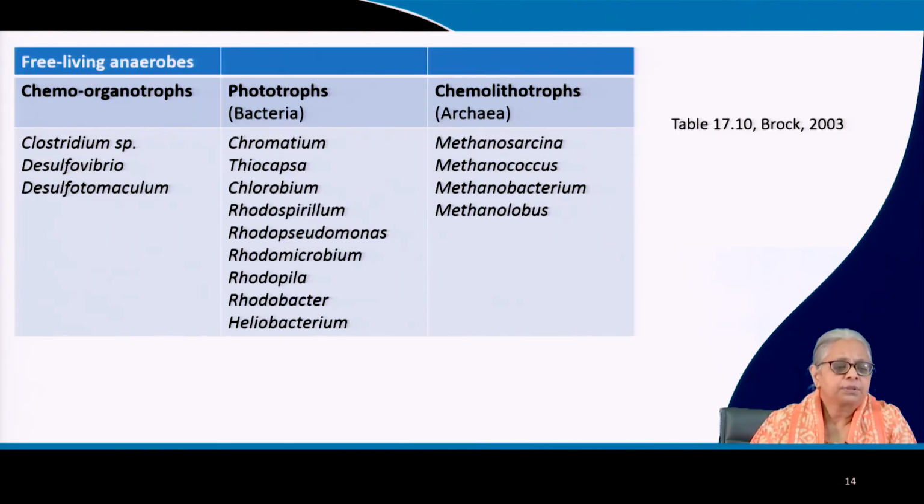There are some examples of free-living anaerobic nitrogen fixing bacteria here. So, again in the three groups of chemoorganotrophs, phototrophs, chemolithotrophs, we have Clostridium, Desulfovibrio. In the phototrophs, we have so many other species, Chromatium, Chlorobium, Rhodospirillum. And in the chemolithotrophic group, these are all archaeobacteria, so Methanosarcina, Methanococcus, Methanobacterium, they are all capable of nitrogen fixation.